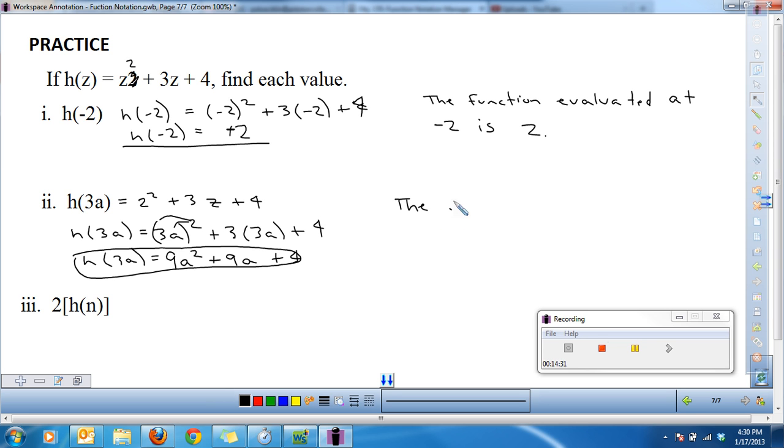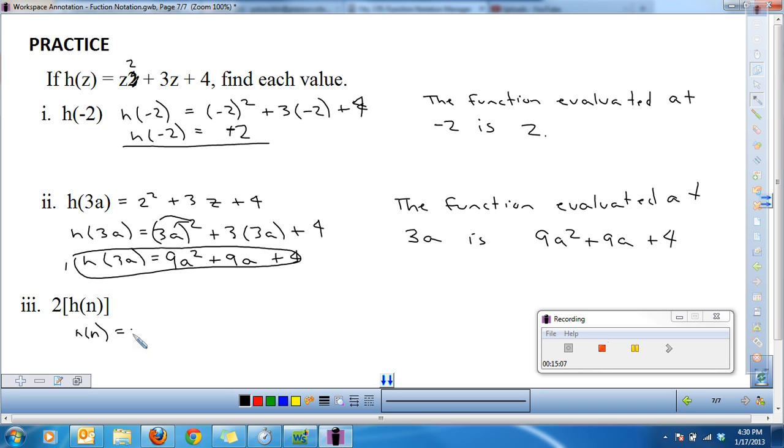Or we could write the function evaluated at 3a is 9a squared plus 9a plus 4. And then our last example is a little bit tricky, but you have the function up here, and then you have 2 h of n. Remember that you're looking for what's inside these parentheses here, and that's telling you that anytime you see a z, you should replace it with an n. So the first thing I would do is evaluate h of n.